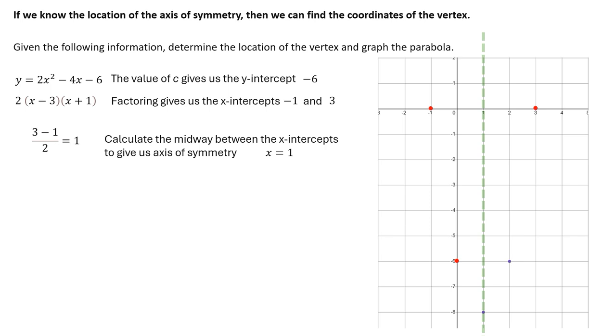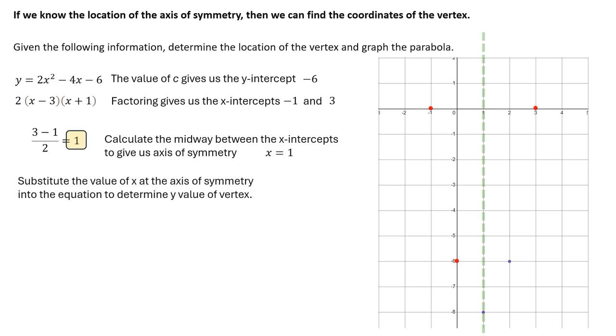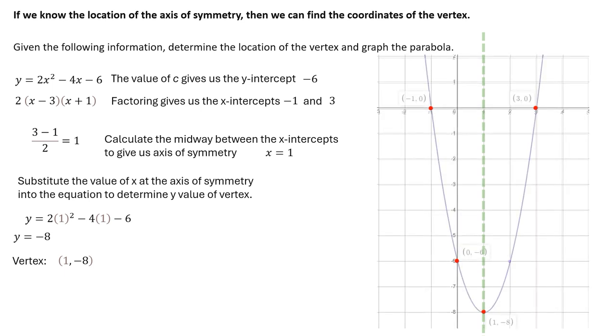Now that we have an x value for the axis of symmetry, we simply plug that 1 into the original equation to give us the y value of the vertex. And we do that and end up with a result of -8. So our vertex is 1, -8. Connecting the points, we can sketch in our parabola. It looks something like this.